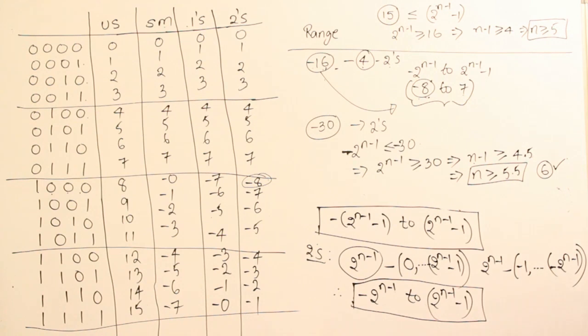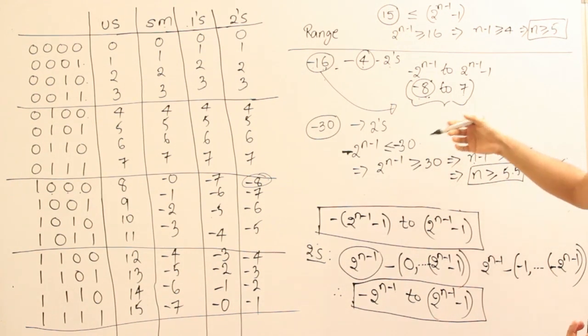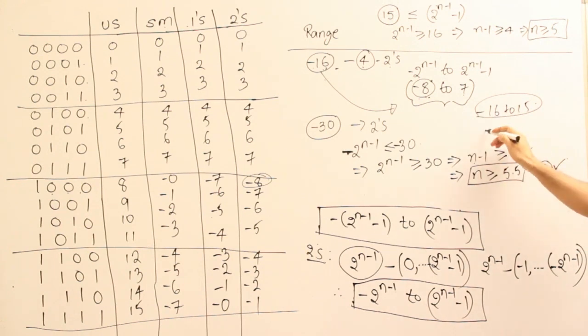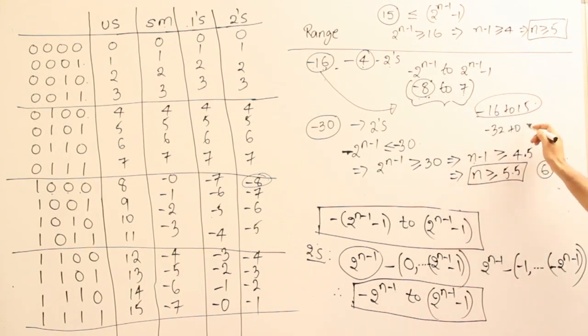Even if you look at 6 bits, see, if you are looking at 5 bits, the numbers that can be represented are -16 to +15, right? If you are looking at 6 bits, the numbers that can be represented are -32 to +31. Therefore, -30 can be represented using 6 bits. That is how we can solve it.